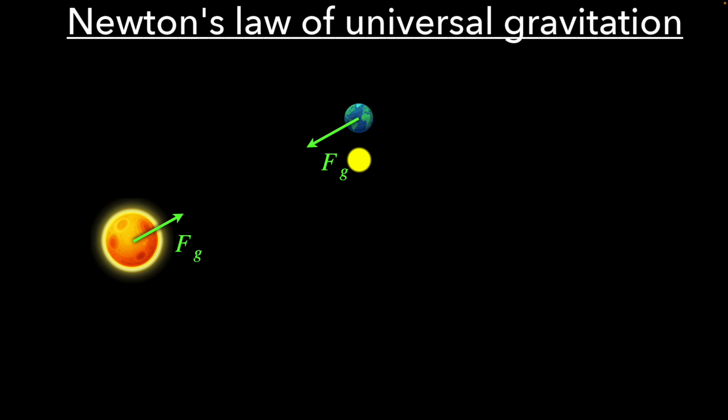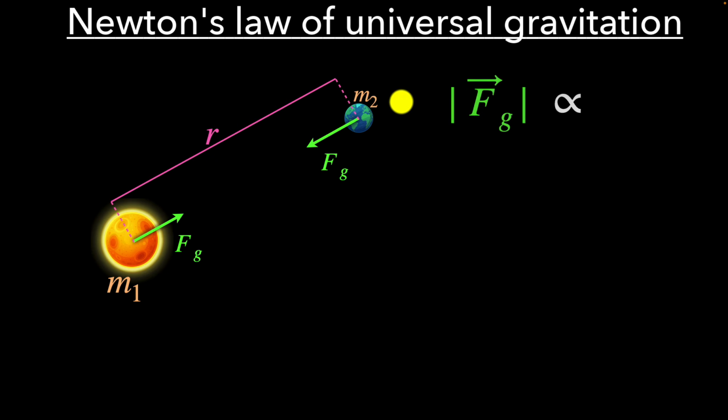But what does this force depend on? Well, if the masses of the objects were, say, m1 and m2, and if the distance between their centers of mass is r, then according to the universal law, the magnitude of the force, the gravitational force, will be proportional to each mass, and it's inversely proportional to the square of the distance between the centers of masses. That's why this law is also called the inverse square law.